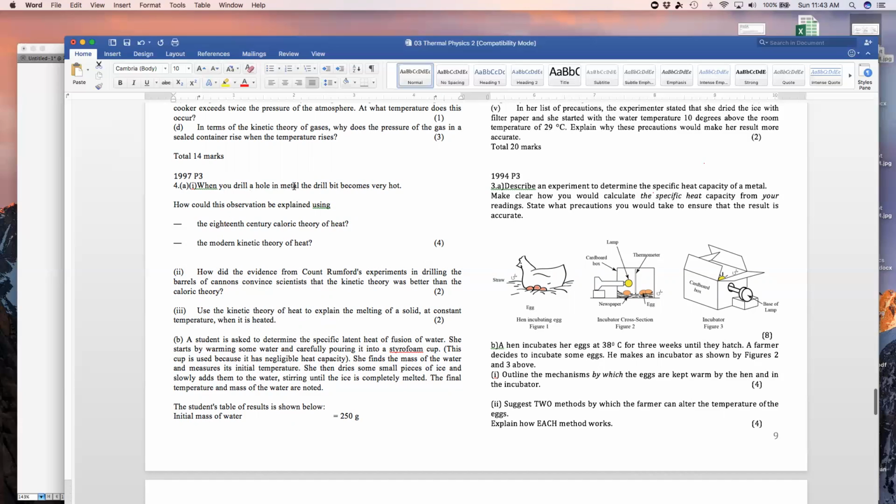The first one, why does the drill bit become hot? The caloric theory says the drill bit becomes hot because when you're drilling out metal, you release caloric, and that caloric flows into the bit and gets the bit hot. But the modern kinetic theory says that when you're drilling out a hole, the drill rubs against the metal and friction causes heat energy to be produced, right?